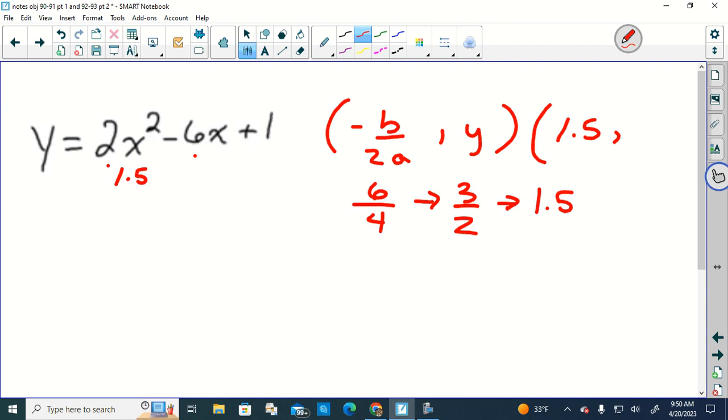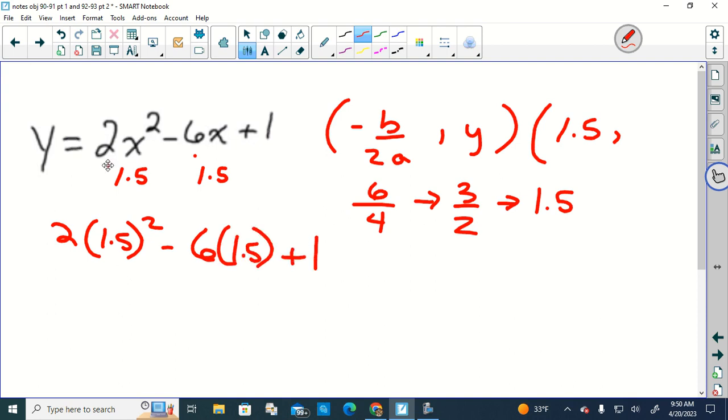Wherever the x is, I'm going to plug in 1.5. So I have 2, and then I have 1.5 that I need to square first before I multiply it times 2. Then I'm going to have 1.5 that I'll multiply times 6, and then do all my adding and subtracting. So this winds up being 2, and then 2.25.